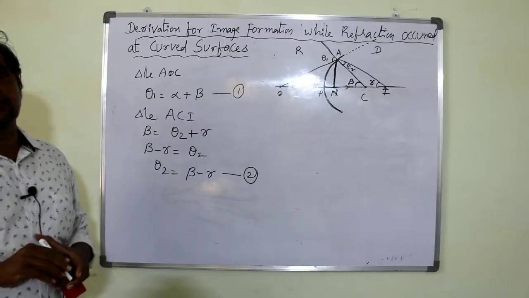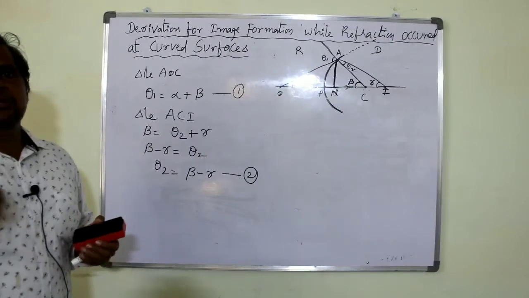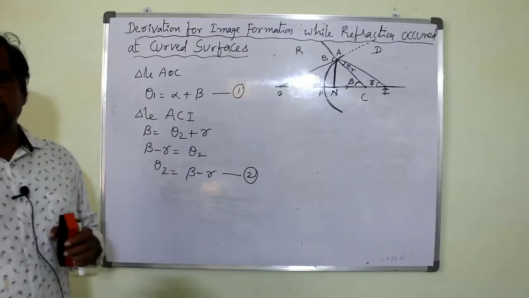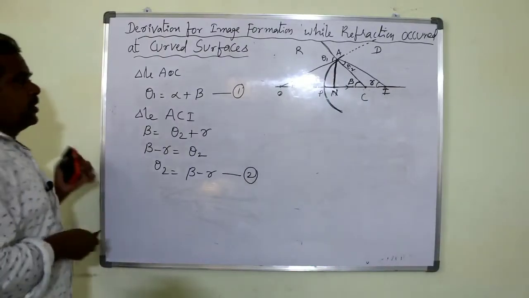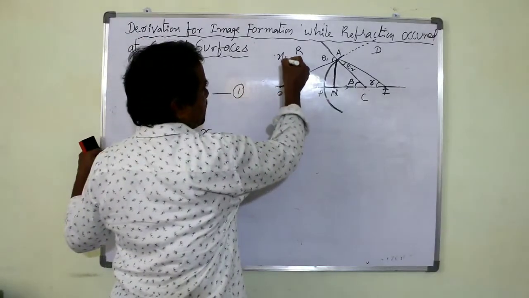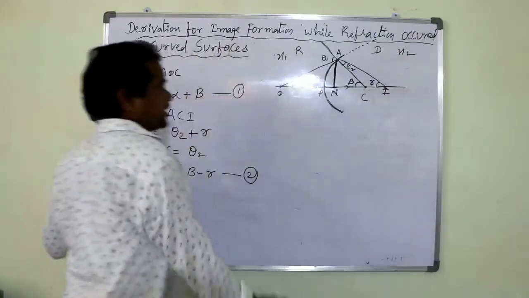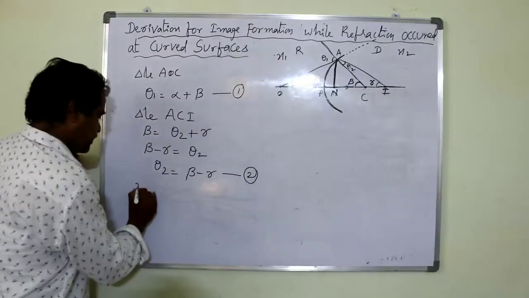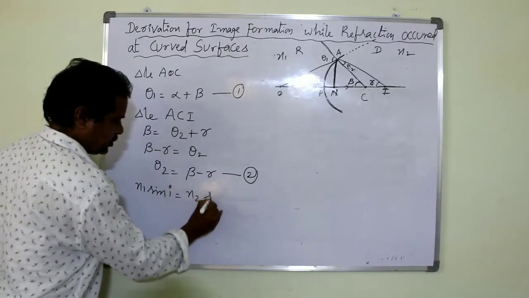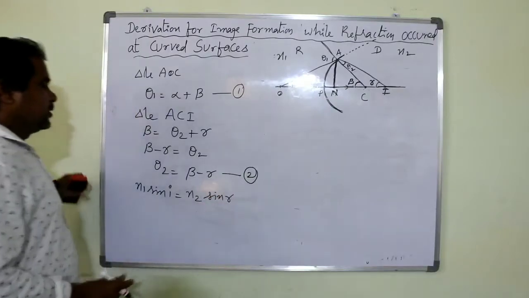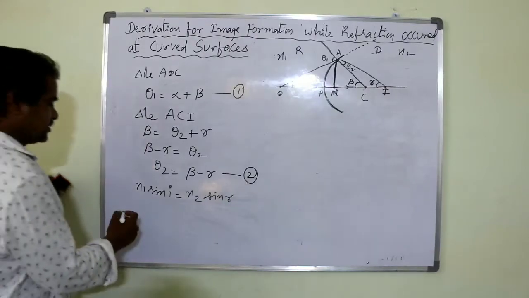What is the importance of Snell's law? What is the objective of Snell's law? Snell's law explains the behavior of the refracted ray when a light ray moves from one transparent medium to another transparent medium. And the refractive index of the rarer medium is N1 and the refractive index of the denser medium is treated as N2. So N1 sin i is equal to N2 sin r. This is Snell's law.